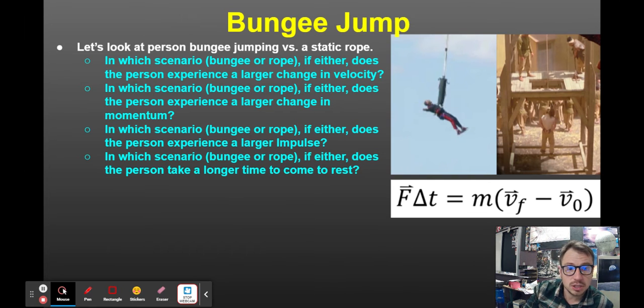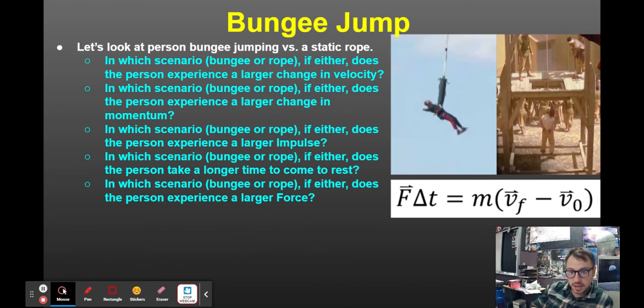It's going to take a longer time to come to rest with that bungee cord. And in which scenario does that person experience a larger force? It's going to be that static rope, right? That's why it used to be a way that people would be executed, because it applies a large force to the neck, just like in that movie The Mummy, from that still up there.